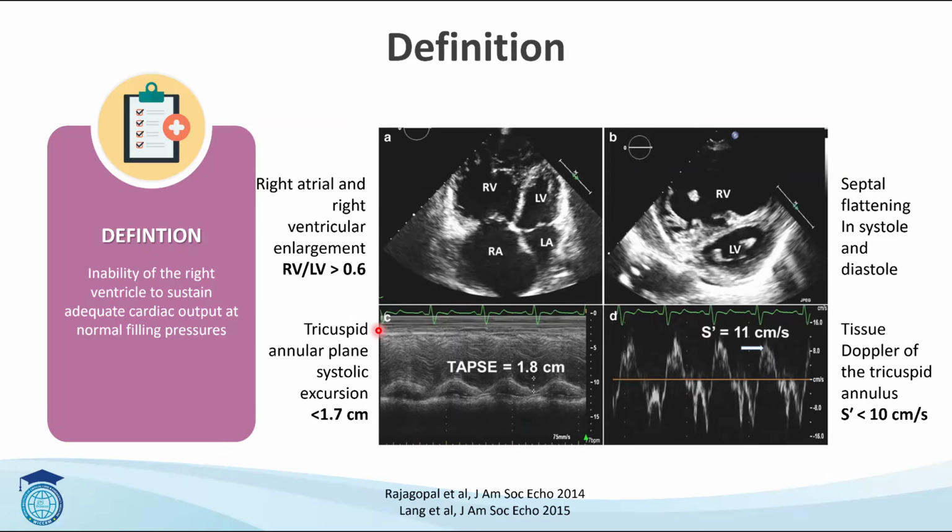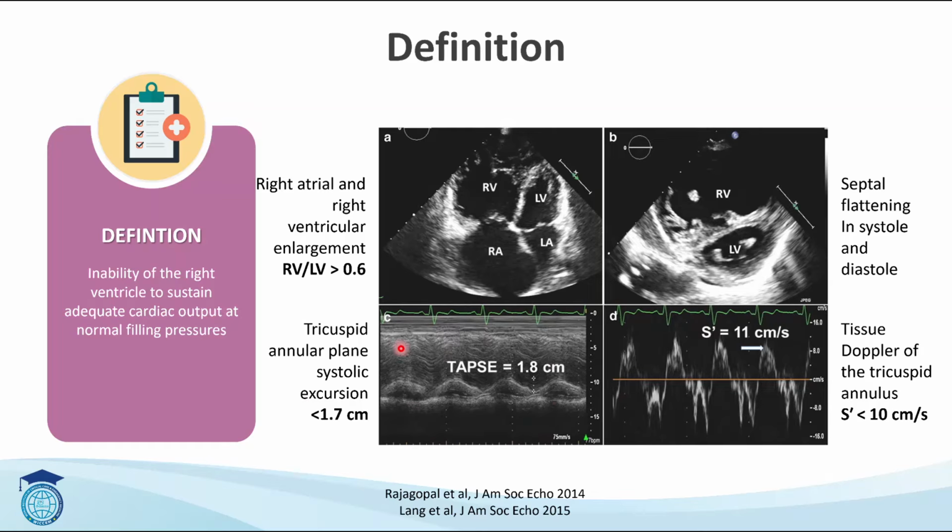And this would be based on, number one, RV enlargement and right atrial enlargement. You can relate the RV to LV and get a ratio. If that ratio is more than 0.6, it indicates RV dysfunction. If the pressure is increased enough, it can flatten the septum, and this would be seen in both systole and diastole, as opposed to flattening of the septum in diastole only in cases of fluid overload or volume overload.